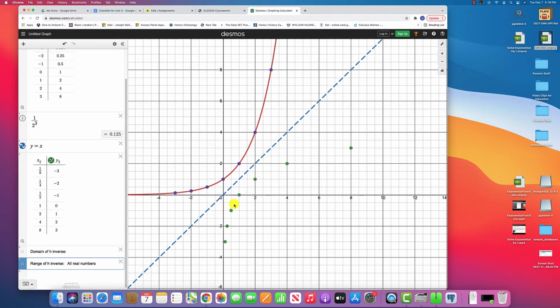So you can start to see like these y values are shooting downward. All right, if we kept plotting dots, there'd be more going on down. And then as we go to the right, they continue to rise. So the range is all real numbers.